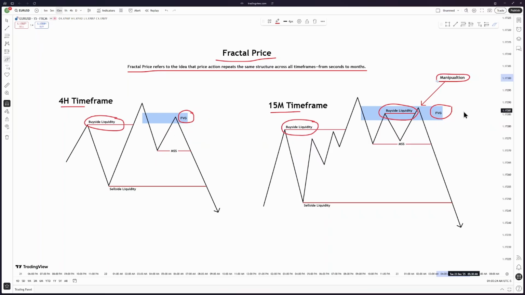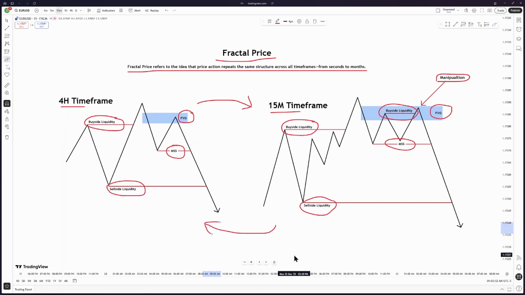Then, we had a market structure shift on the 4-hour time frame, and we see the same market structure shift on the 15-minute time frame. After that, price swept sell-side liquidity on the 4-hour time frame and did the same on the 15-minute time frame. So what this means is that whatever happens on the higher time frame is the same thing the lower time frame will do, and whatever happens on the lower time frame is the same thing the higher time frame will do. Notice here that on the 4-hour fair value gap, we only had a high and nothing else. But on the 15-minute time frame, we had a manipulation.